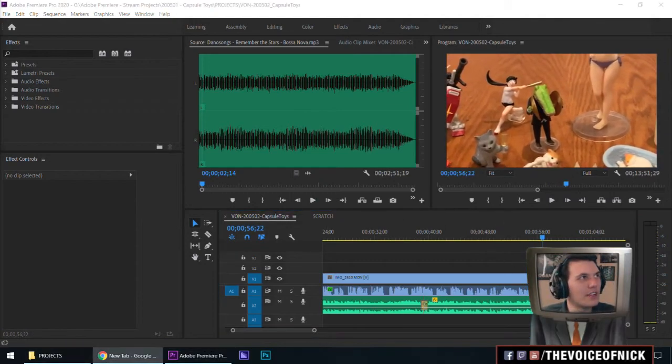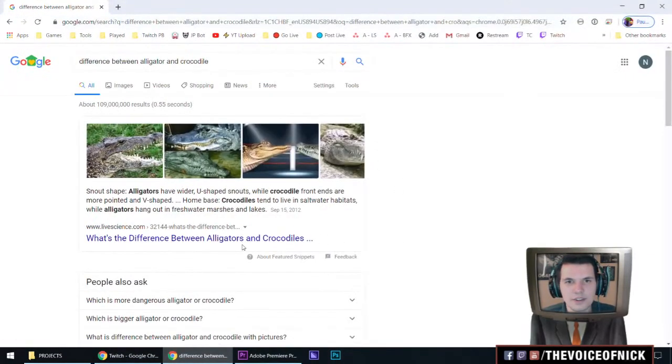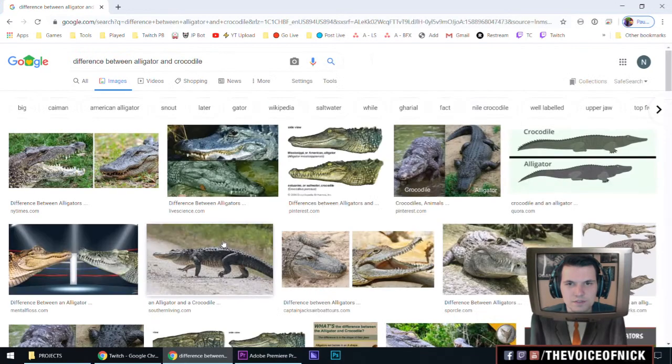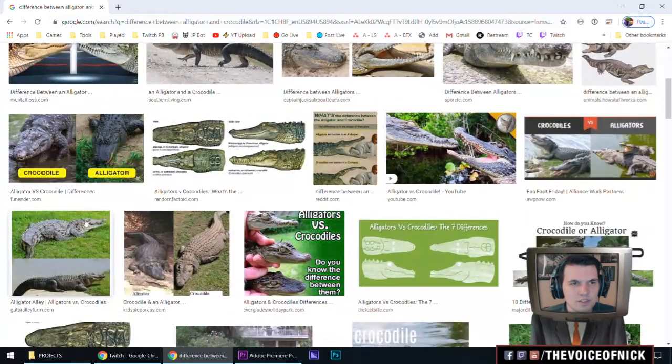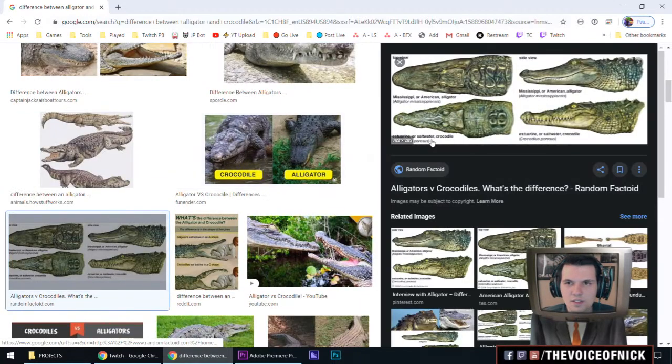What's the difference between an alligator and a crocodile? The difference is snout shape. Alligators have wider U-shaped snouts. Crocodile front ends are pointed and V-shaped. Doesn't look that different to me. I don't know how I would differentiate that.